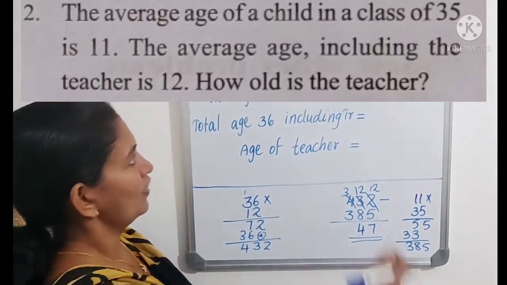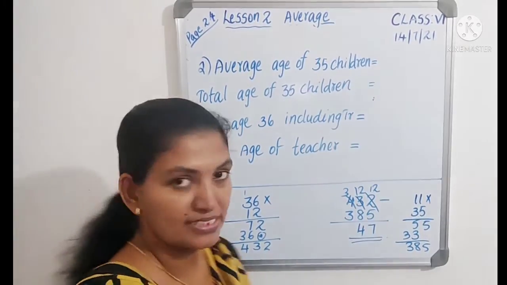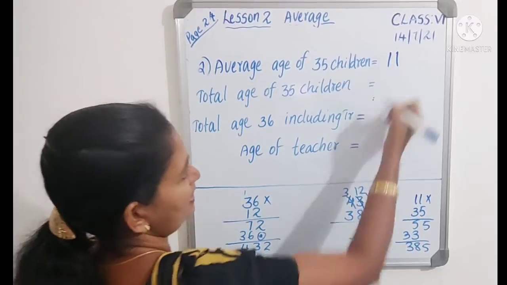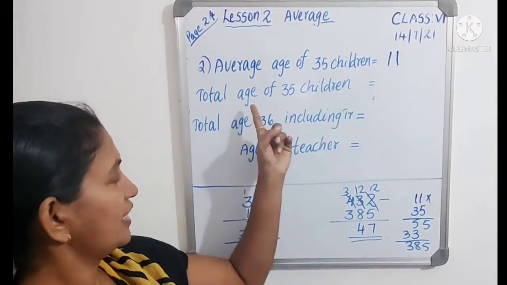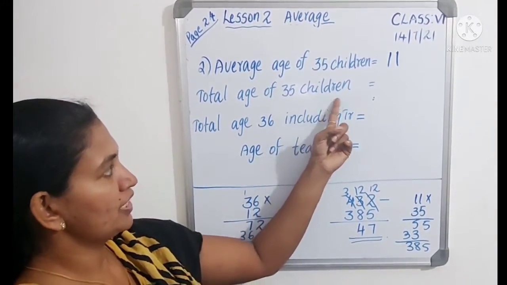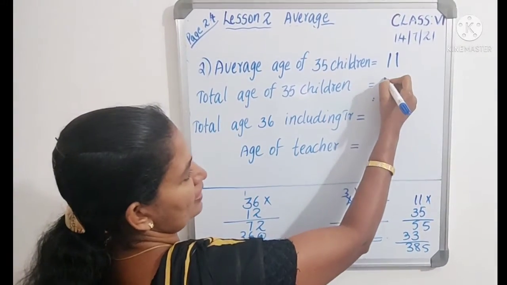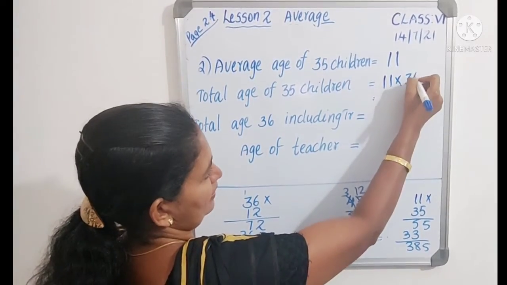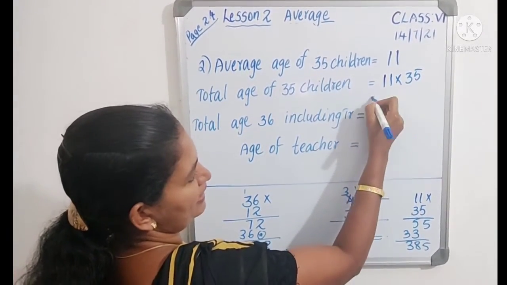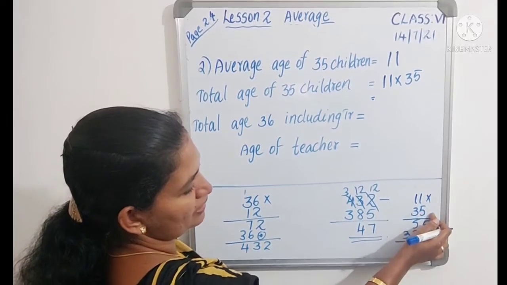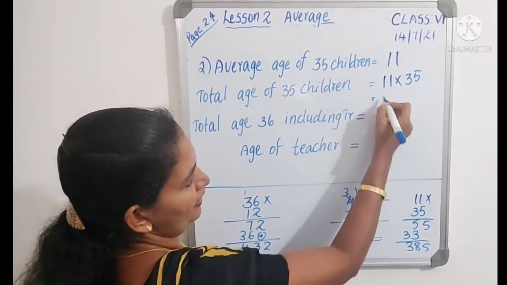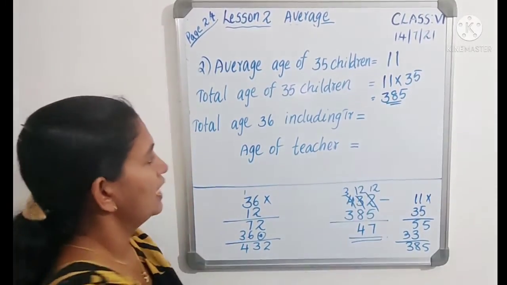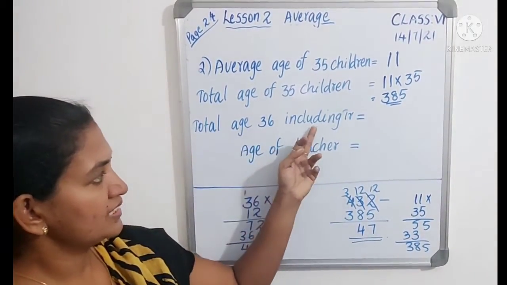Okay. So first, the average age of 35 children. It is given in the question. The average age of 35 is 11. 35 children only, average is 11. Next you have to find the total age of 35 children. How can you find the total? We studied the formula, that is average into number. Average into number, that is 11 into 35. We know that 11 into 35 is 385. Okay.